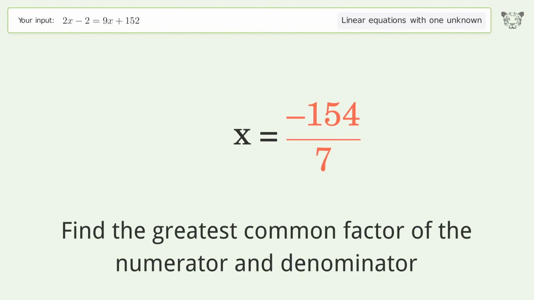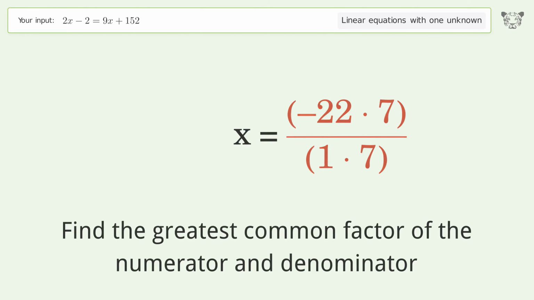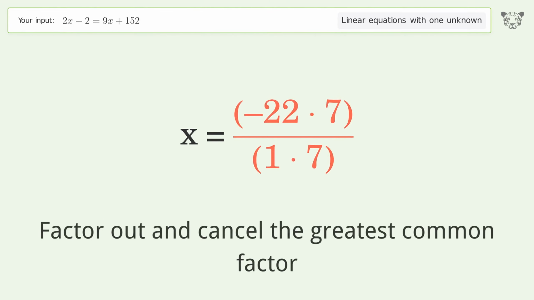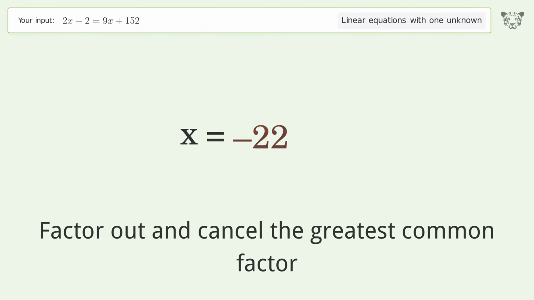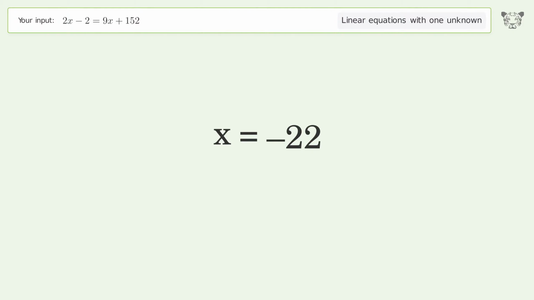Find the greatest common factor of the numerator and denominator. Factor out and cancel the greatest common factor. And so the final result is x equals -22.